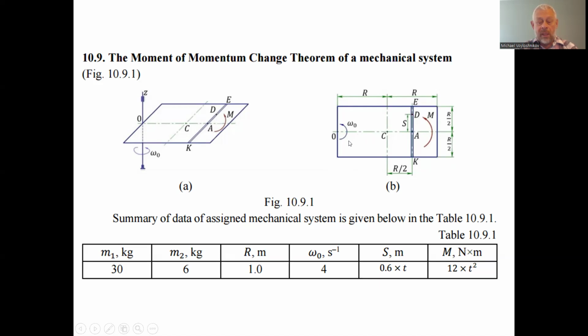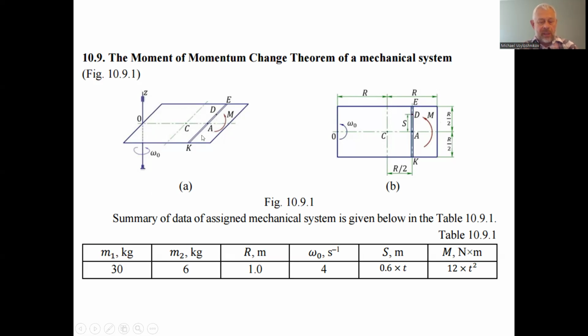We have the initial angular velocity of rotation relative to the vertical axis. We see here that O is a vertical axis, looking from the point of view of the plane of the drawing 10.9.1p. Here in the isometric view, we can see that this axis is vertical and the platform is horizontal, rotating around the axis, not the point, with angular velocity omega 0.